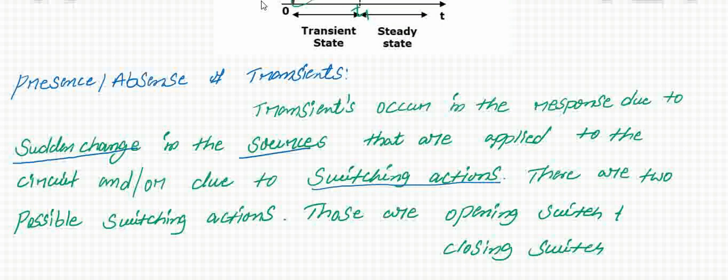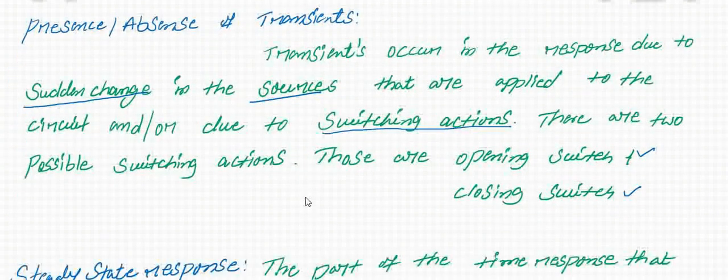Because of two things. If you suddenly change the input, which may be a voltage source or current source, or it may occur due to switching actions. There are two possible switching actions, that is opening a switch and closing a switch. Because of these two things, the transient occurs in the response.